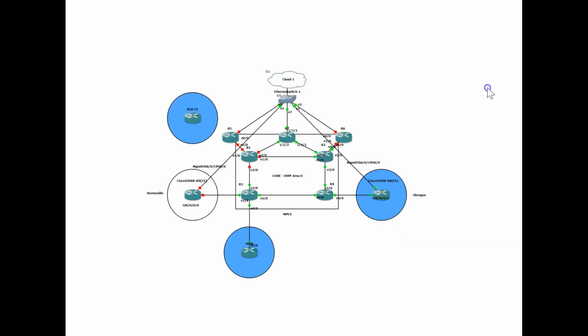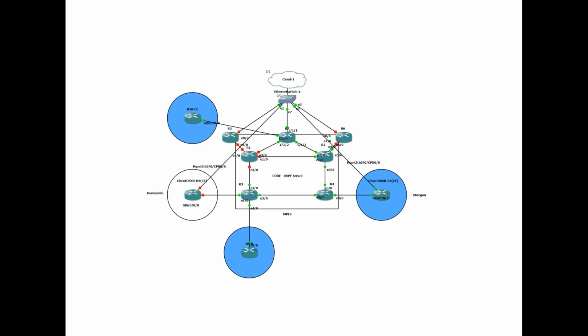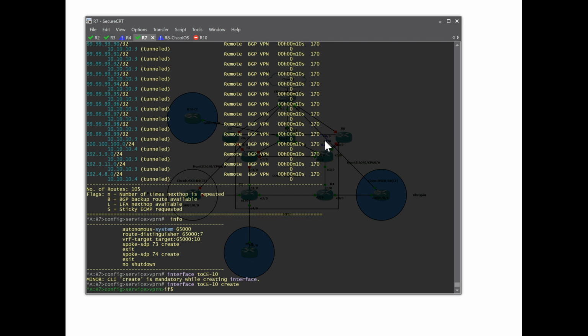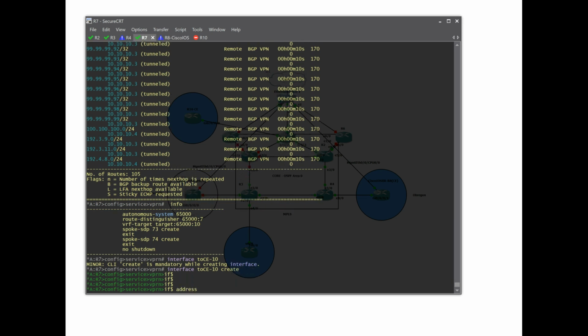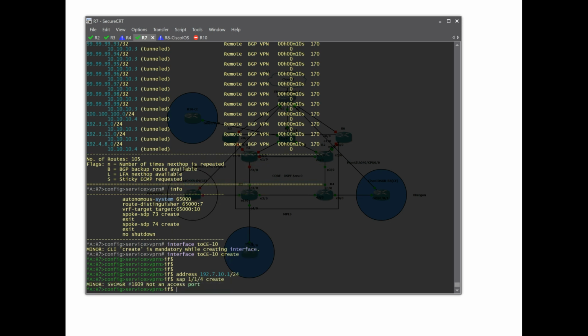And let's see. Going to add from port 4. We'll just go to 0/0 there. And we are going to create an address. Let's just go with 27.2.10.24. And SAP 114. I believe this is already an access interface. It's not.